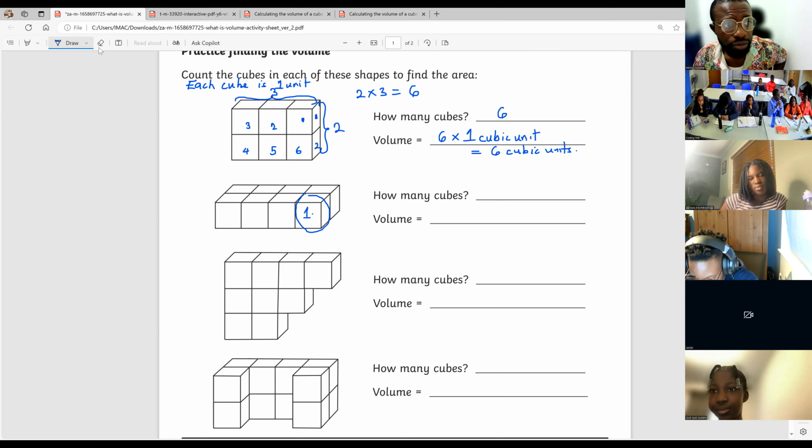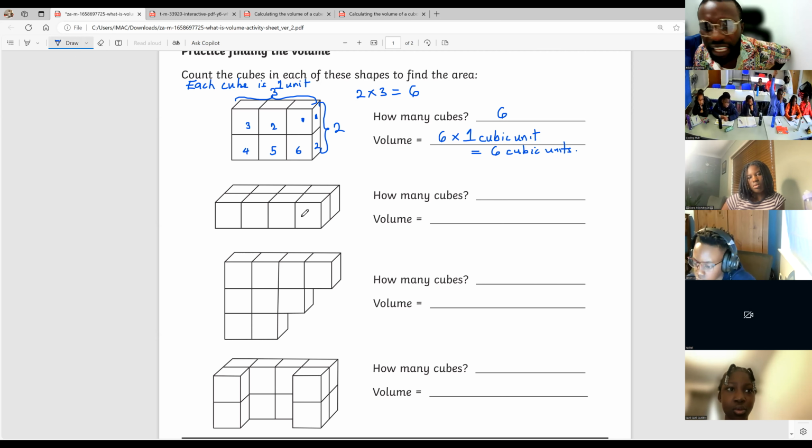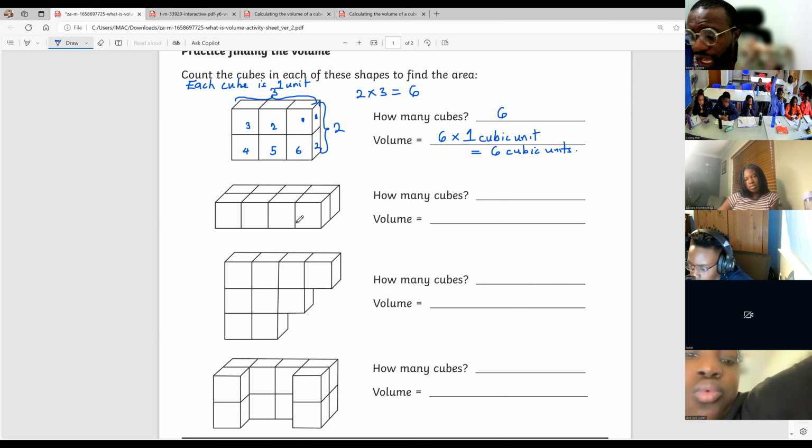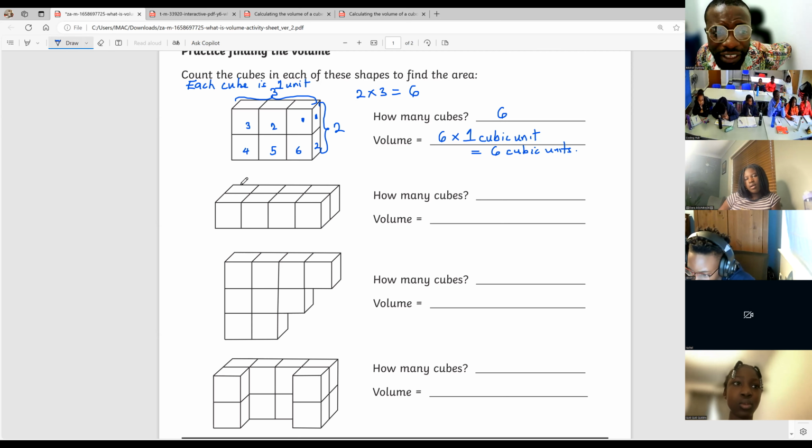Does that make sense to you? I didn't hear you; you cut off. Okay, I said, assuming the question says each of the cubes is 2 centimeters cubed, and you want to find out the volume of all of them, you need to multiply this by 2. But this time around, it is 1.